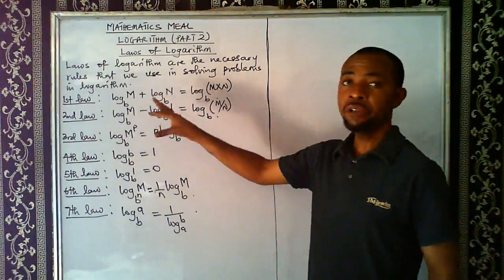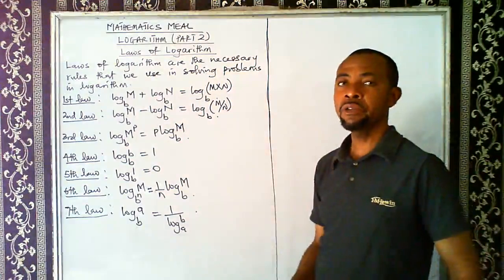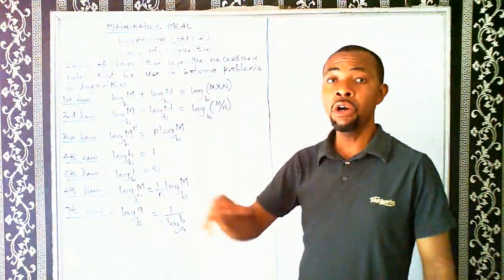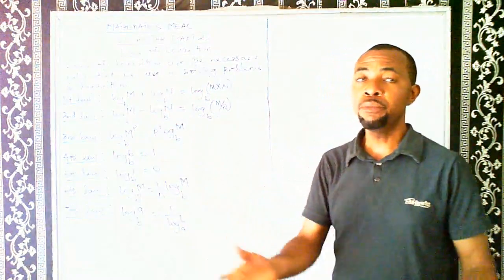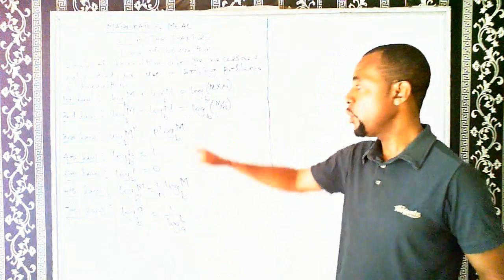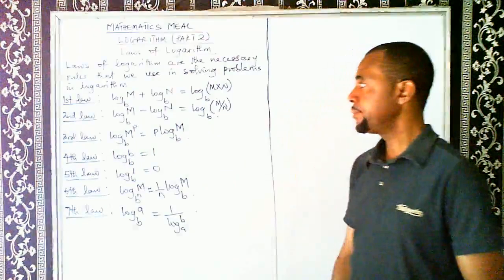You can use any of these laws or a combination of these laws to solve problems in logarithm. That means there are problems where a single law will not be enough. So you may use 2 or more laws to solve such a problem. And that's why you need to understand what each of the laws stands for. So let's begin the explanation.